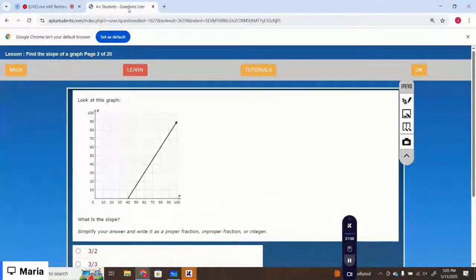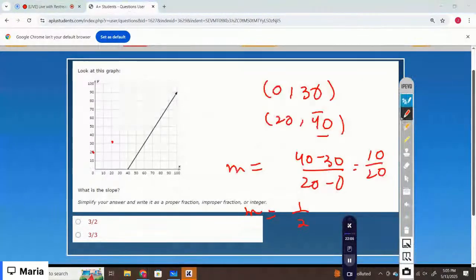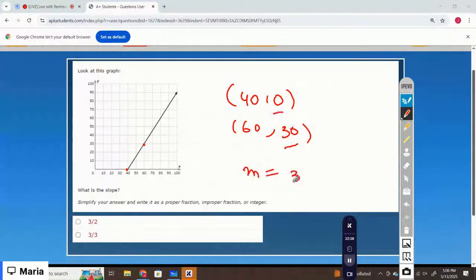Look at this graph. What is the slope? Just select any 2 points on the line and you can calculate the slope. So here is the first one. X is 40, Y is 0. And here is the second one. X is 60 and Y is 30. So calculate the slope, that is change in Y 30 minus 0 and change in X 60 minus 40, right? So that is 30 divided by 20, which equals 3 over 2. Option number 1 is the correct option.